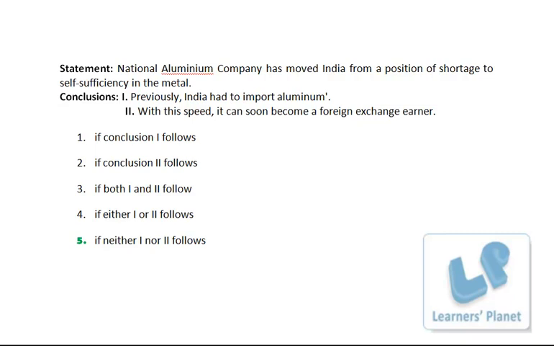With the speed, it can soon become a foreign exchange earner. Precisely, earlier there was a shortage, now we are self-sufficient. If the speed continues, obviously we'll have a surplus of aluminium. If we have a surplus of aluminium, then we'll be able to export that, and if we export that, we'll be able to earn foreign exchange, right? So this conclusion is also valid. So in fact both of them are valid, and both of them are valid together. In fact, neither is required. Both 1 and 2 follow.